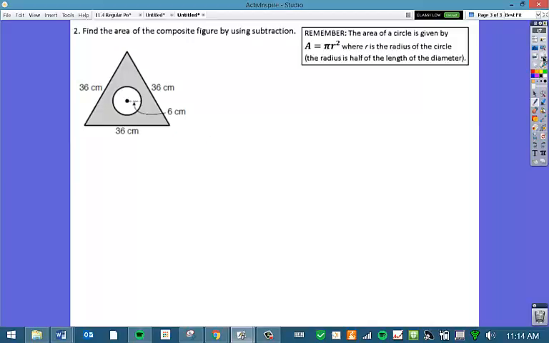The second type is where you're essentially removing a piece from a figure. So in this picture, we are going to find the area of the triangle, and we are going to subtract the area of that circle. If you notice, this triangle has 3 sides that are all congruent, so that makes it an equilateral triangle.